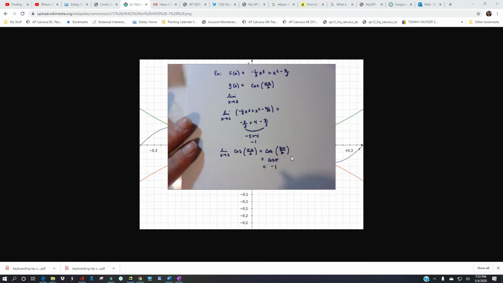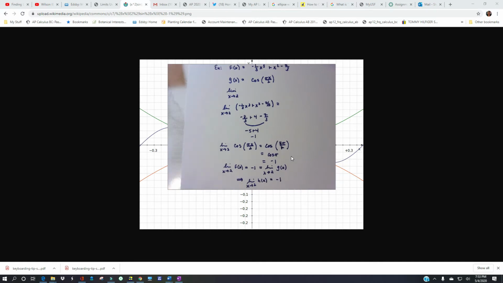So I can say that since the limit as x approaches 2 of f of x is equal to negative 1, and that's the same as the limit as x approaches 2 of g of x, then that's going to imply that the limit as x approaches 2 of h of x is also going to be negative 1, even though there's no third function that I'm calling h there. Okay?